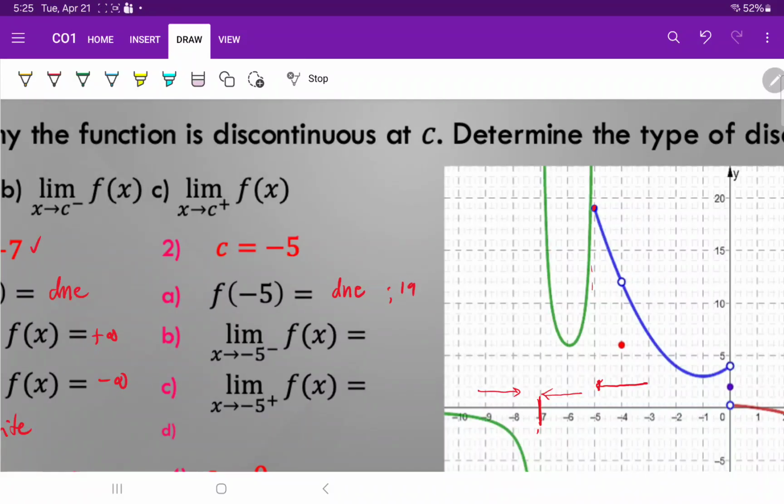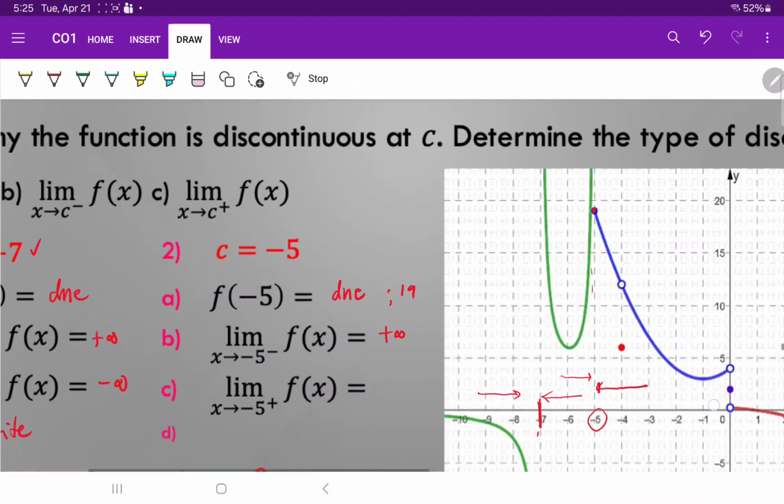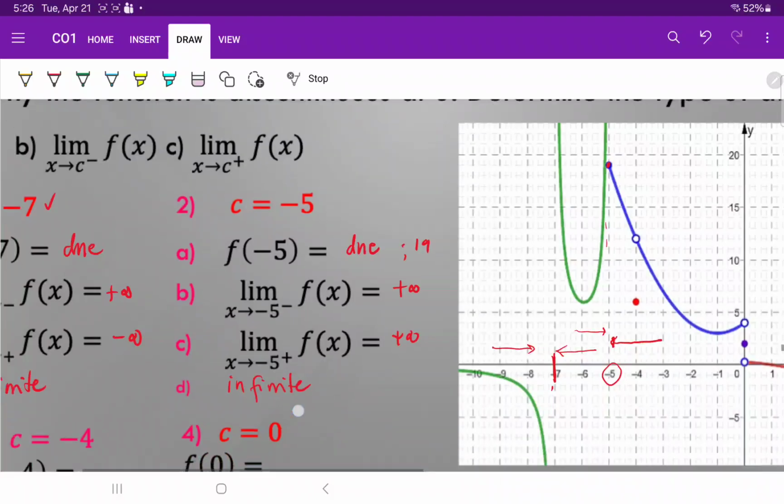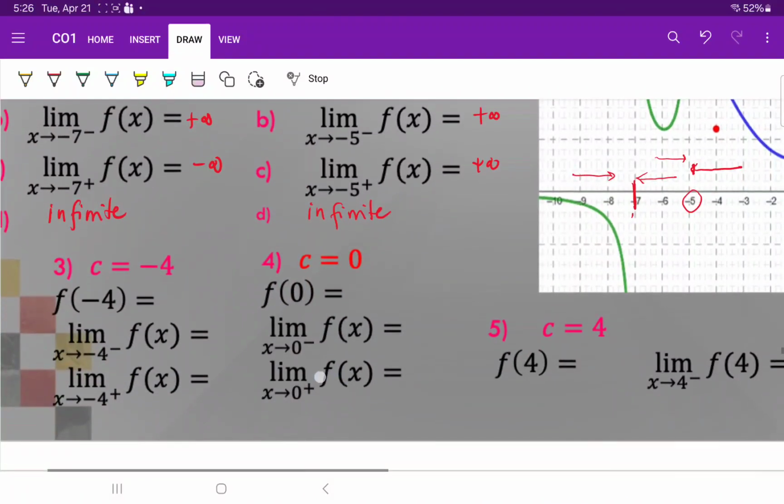Right? But what's the limit of the function as x approaches negative 5 coming from the right? Sorry, coming from the left. This is your negative 5 coming from the left. It's what? Positive infinity. Okay, coming from the right, positive infinity also. So, we call this as what? Infinite discontinuity. Alright?